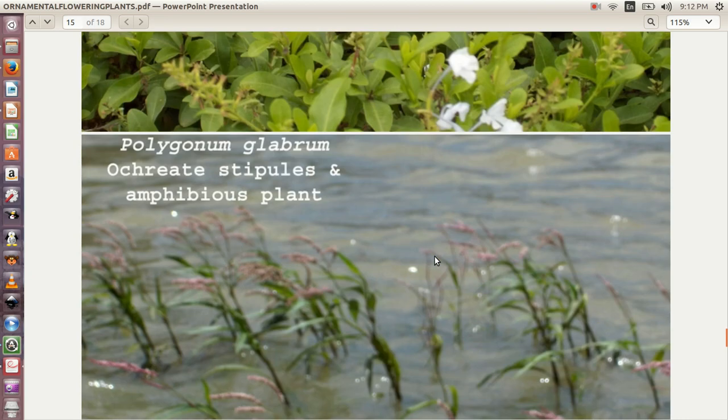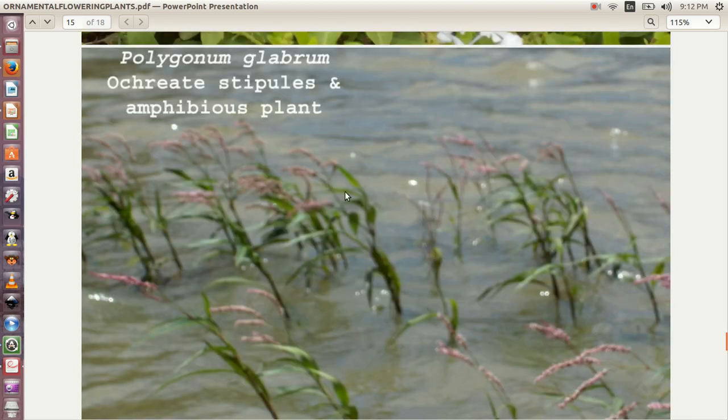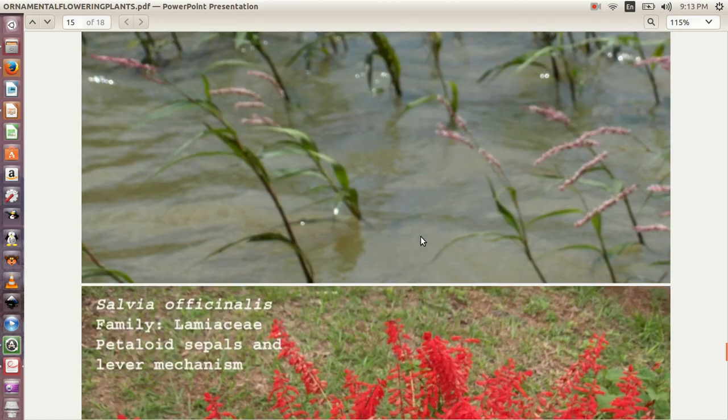So the next one, this is not an ornamental plant, but you find it in the lakes or stagnant waters. We call it an amphibious plant. They have very shiny inflorescence which rise like granules. So we call this Polygonum glabrum. They also have ochreate stipules, and since they are found growing at the border of the shore areas of lakes, we also call them amphibious plants.